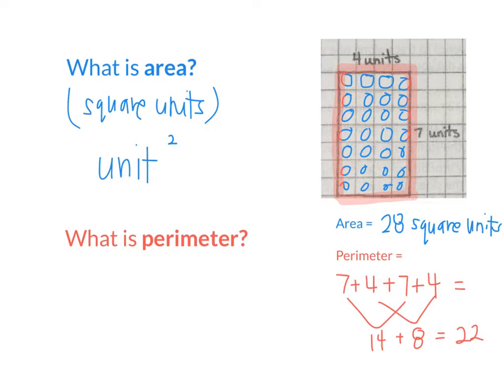What kind of units do we use to measure perimeter if perimeter is the distance around a rectangle? Haruto? Regular units. Because if I were to stretch out the perimeter, it would be 7 units. And then instead of turning, what if I just drew it straight? 4 units, then 7 units, then 4 units.